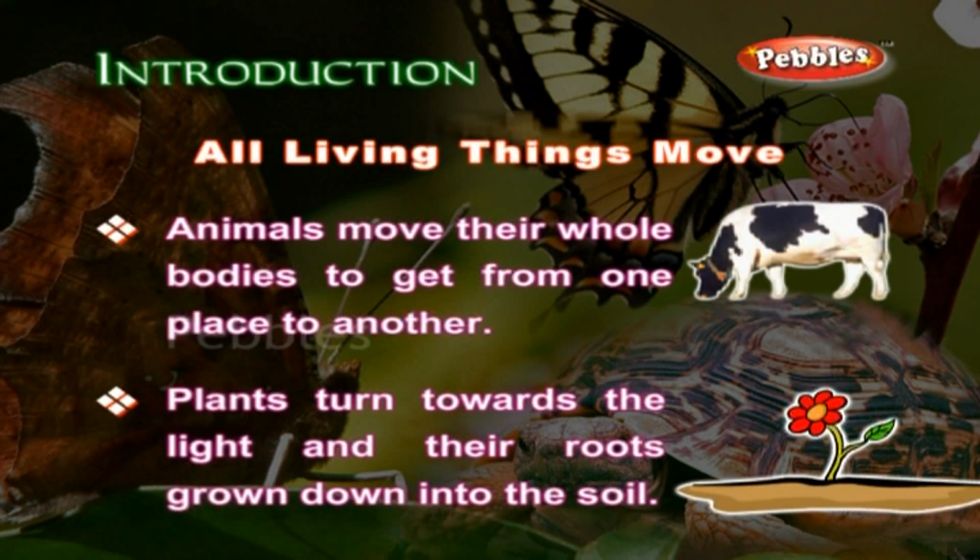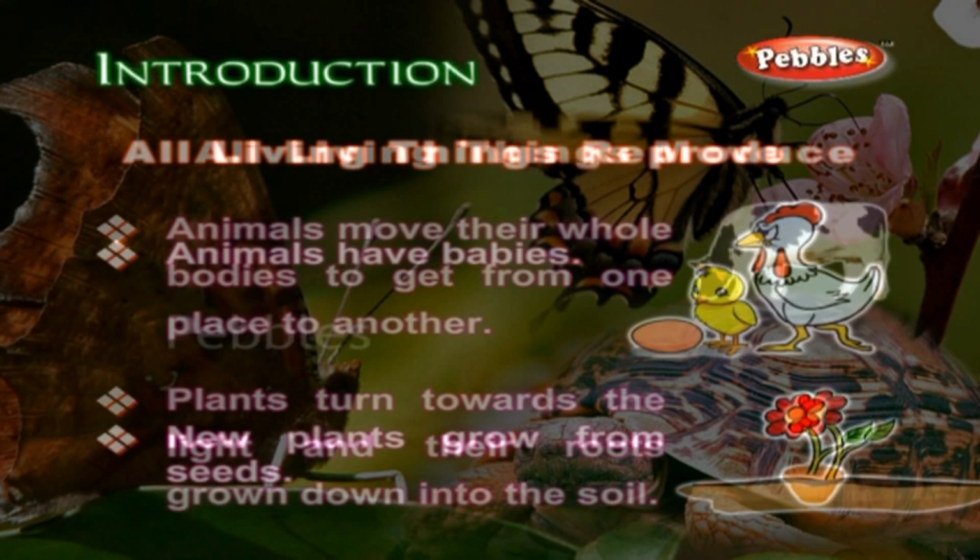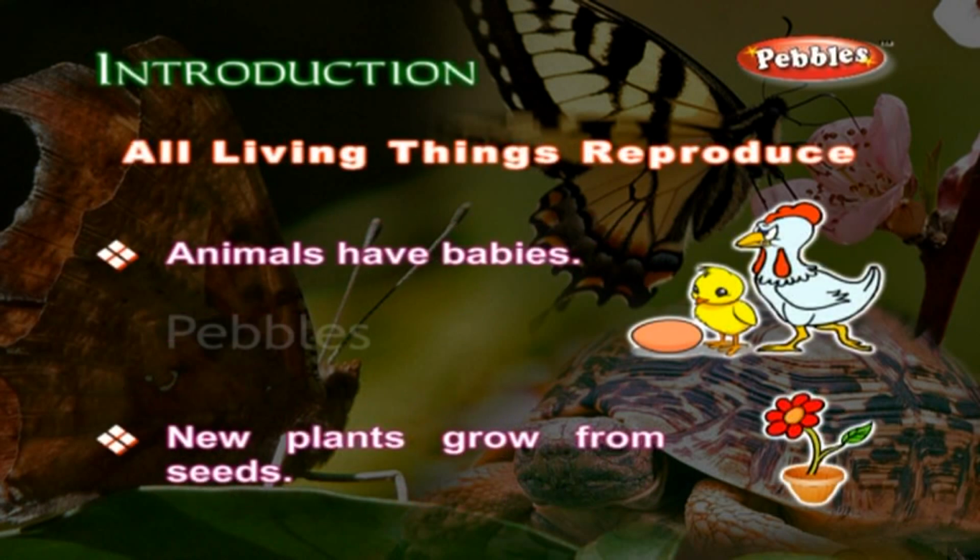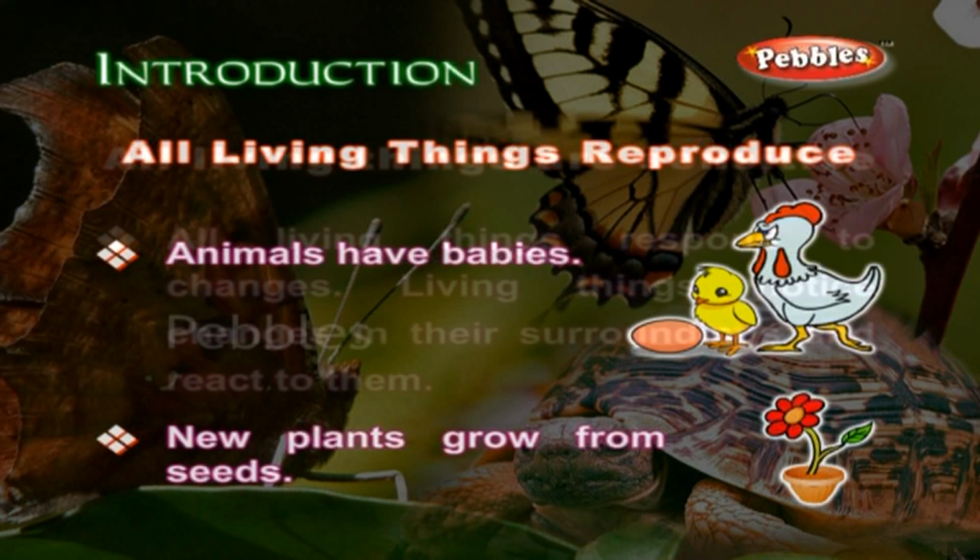All living things move. Animals move their whole bodies to get from one place to another. Plants turn towards the light and their roots grow down into the soil. All living things reproduce. Animals have babies. New plants grow from seeds.